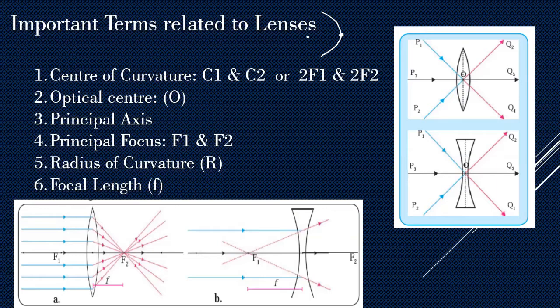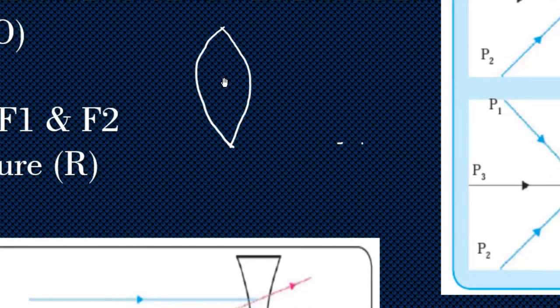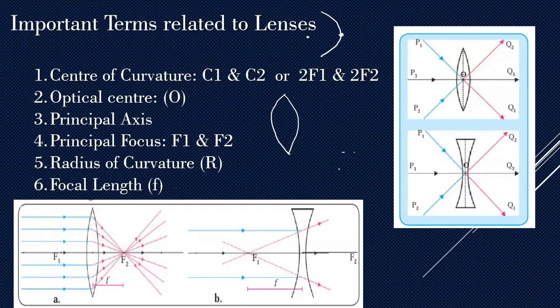In the same way, we are going to study the same terms related to lenses. For example, if I draw a convex lens, this is the convex lens, right? The center of the convex lens is called the optical center. Every lens will have a center. That center will be called the optical center. The center of a mirror was called the pole, but the center of a lens is called O, that is your optical center.